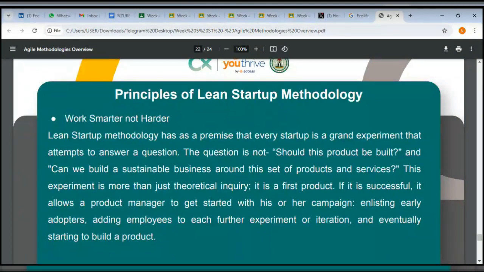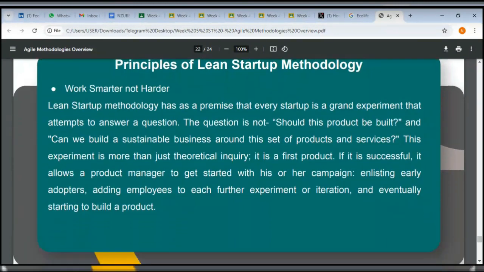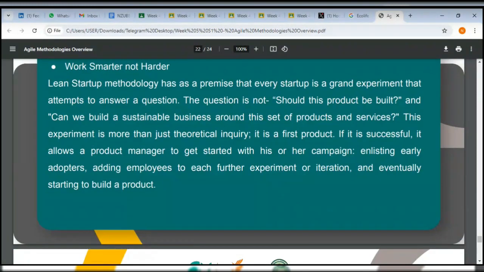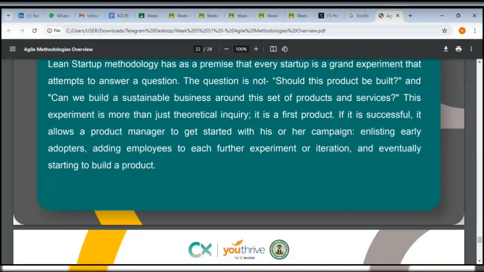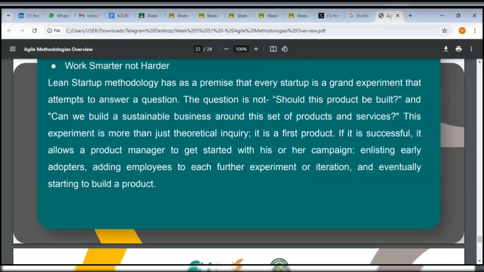This experiment is more than just theoretical inquiry. It is a first product. If it is successful, it allows a product manager to get started with his or her campaign and listen to early adopters, adding employees to each further experiment or iteration, and eventually starting to build a product.